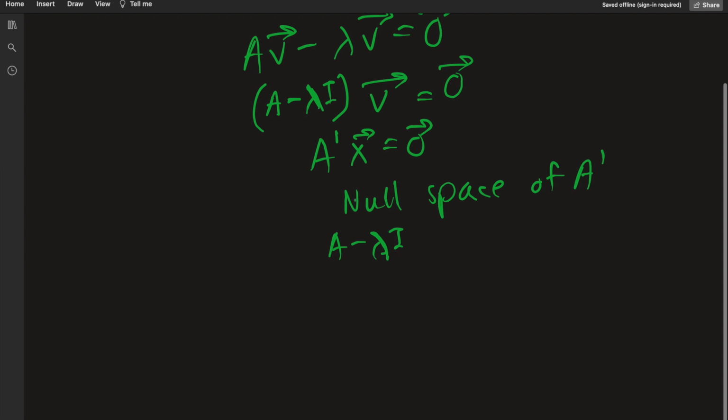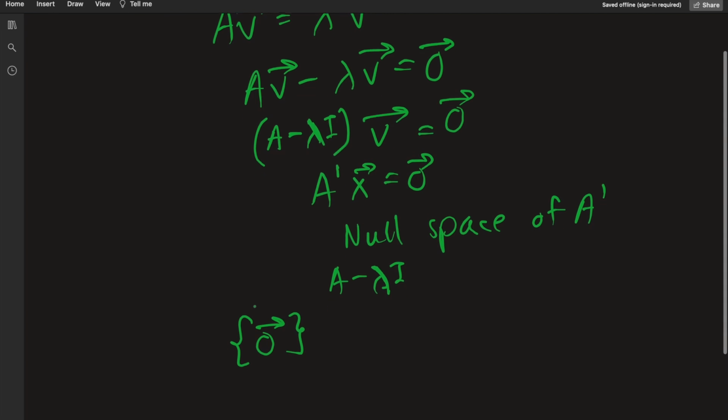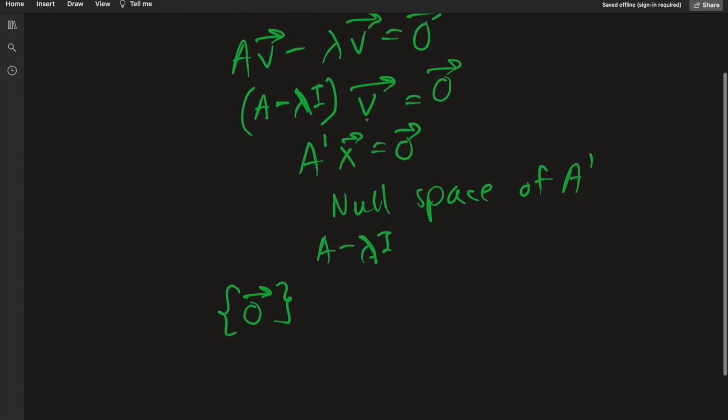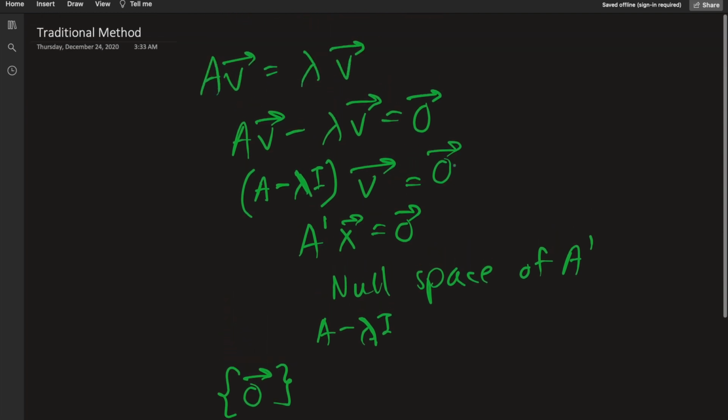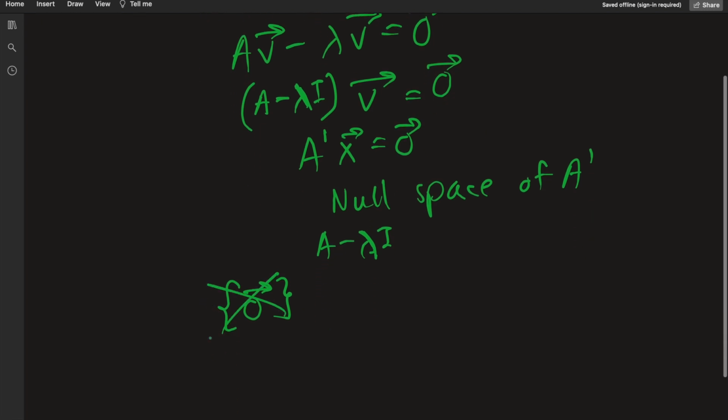Now we know one thing, that the null space, being a vector space, always has the 0 vector as the trivial element. And we don't care about the trivialities here, because the trivial element would imply that V is 0. If V is 0, it doesn't matter what A minus lambda I is, we're going to get 0 irrespectively. So we don't bother with this. This is the trivial case. Let's worry about the non-trivial cases.